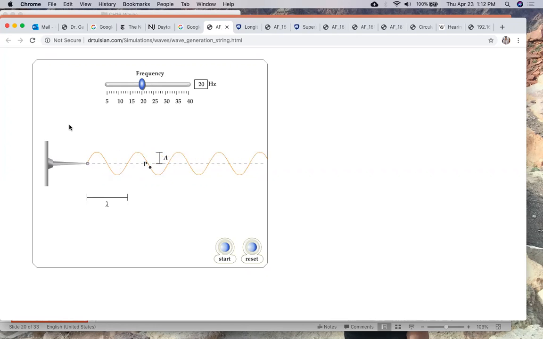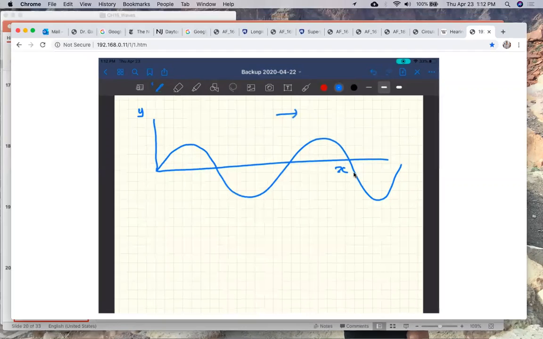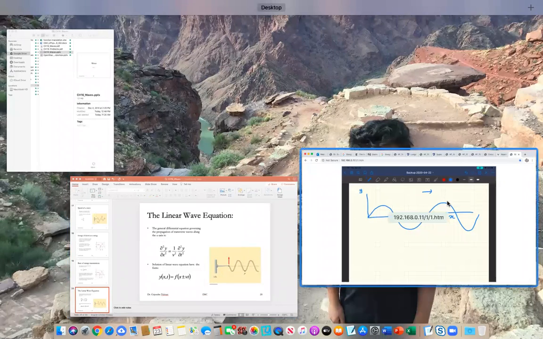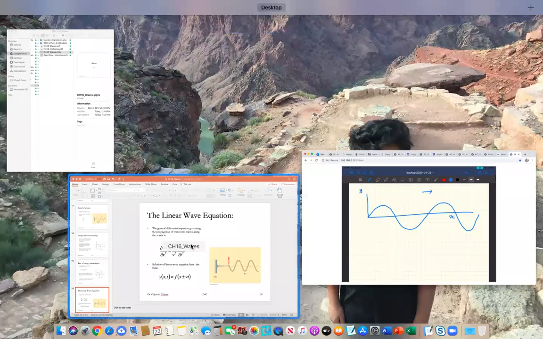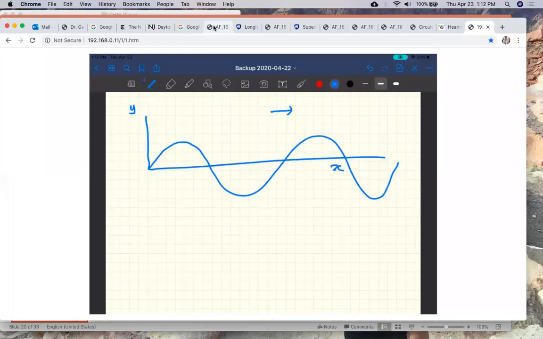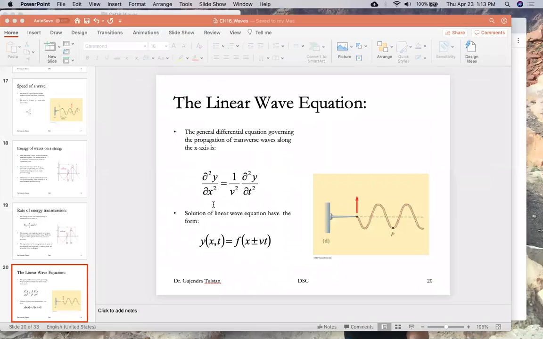So here's a snapshot of the wave, and this wave will travel to the right as time increases. It turns out that the behavior of this system is modeled by this differential equation. And this is called the wave equation.